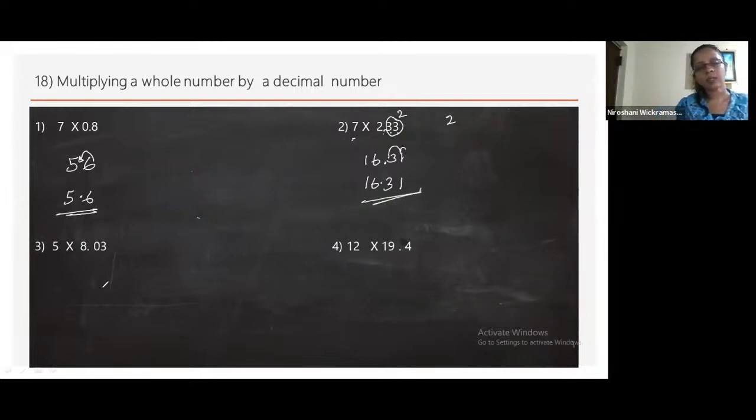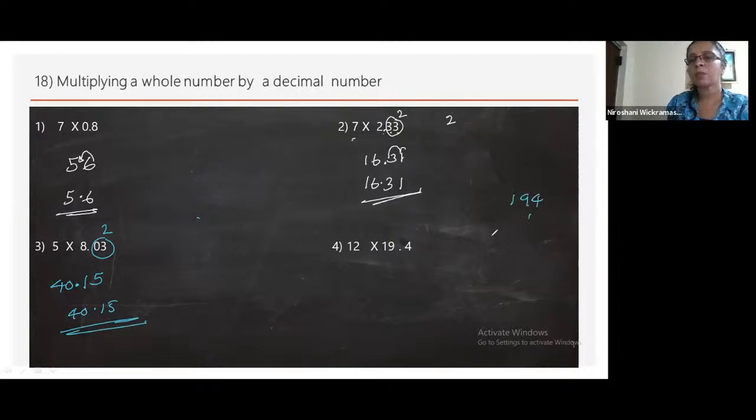Now don't think about the decimal point, just multiply. 5 times 3, 15. 5 times 8, 40. Now count the decimal places. Separate 2 decimal places: 40.15.